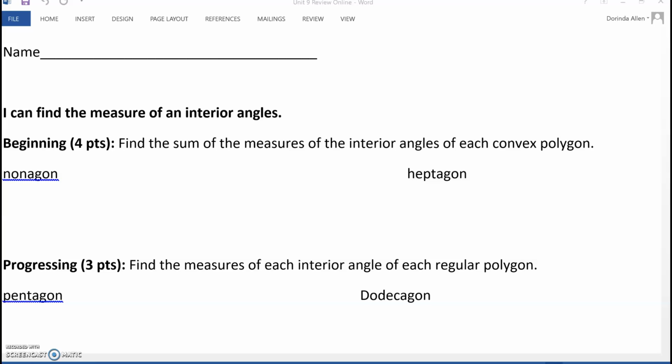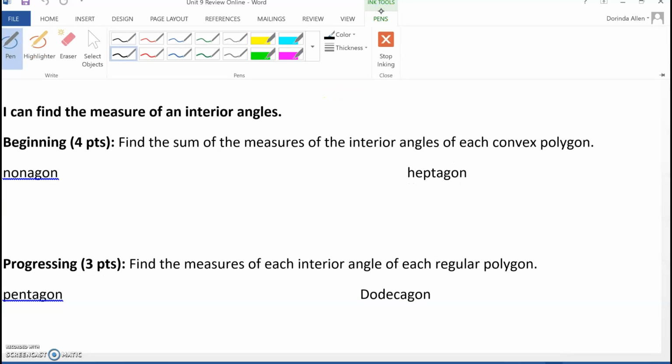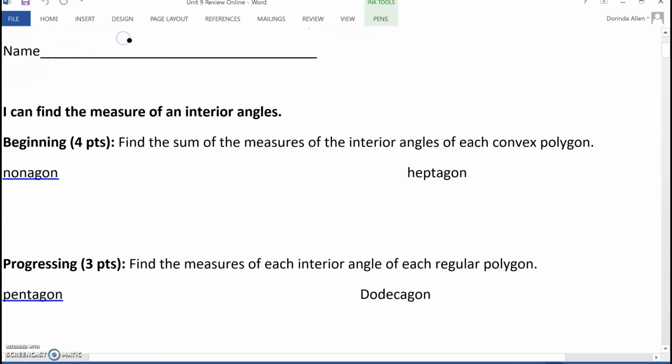So I'm going to do this review over the standard text that we've taken for this unit, and this is for your test. If you want to find the sum of the measures of the interior angles, you're going to take the number of sides. I would print this off and follow along just like you would in class so that you can make sure you know it. So you're going to take the number of sides, subtract 2, and then multiply that times 180, and that is the sum of the interior angles.